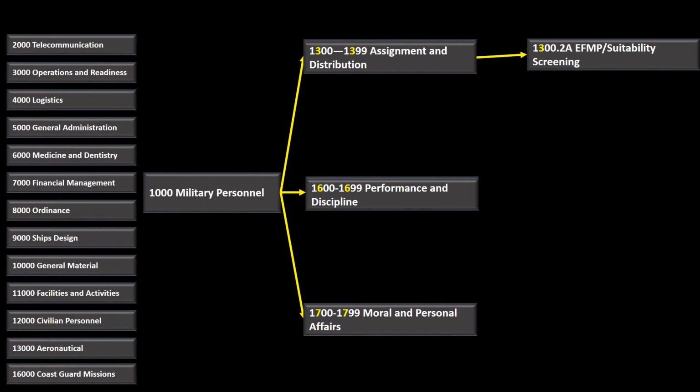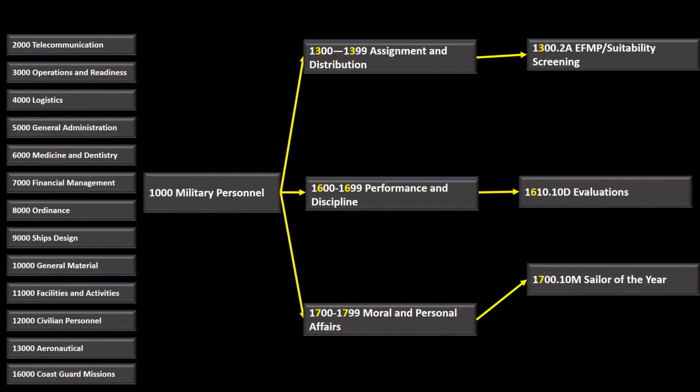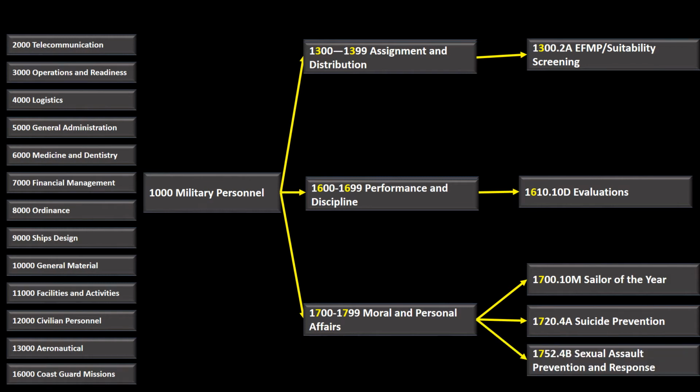The 1,300 instruction we have on this bibliography is only the 1300.2 alpha, the EF&P and suitability screening. Our 1,600, we've got the eval instruction, 1610.10 delta, evaluations. And our 1,700, we've got 1700.10 M, Sailor of the Year program. We've got the 1720.4 alpha, suicide prevention. And then the 1752.4 Bravo, the sexual assault prevention and response instruction.